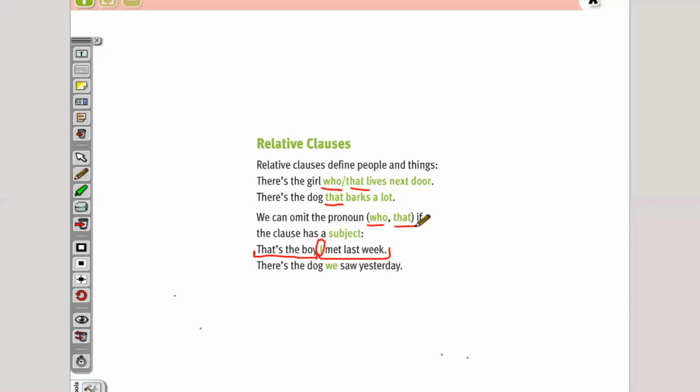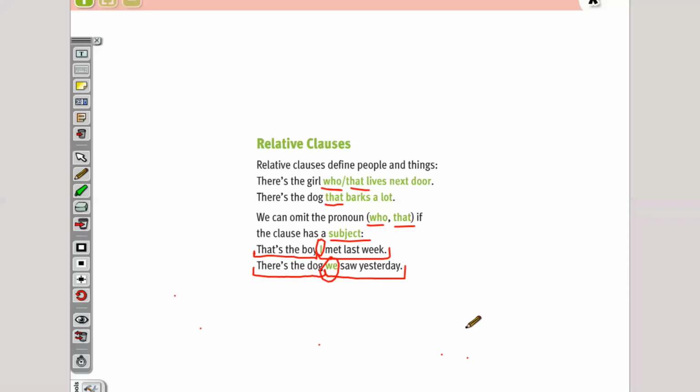Or here, there is the dog. It is the first part. And the second part is we saw yesterday. And as you see at the second part, we have got we. We is a subject. Okay, and here again, we can say there is the dog we saw yesterday, or there is the dog that we saw yesterday.